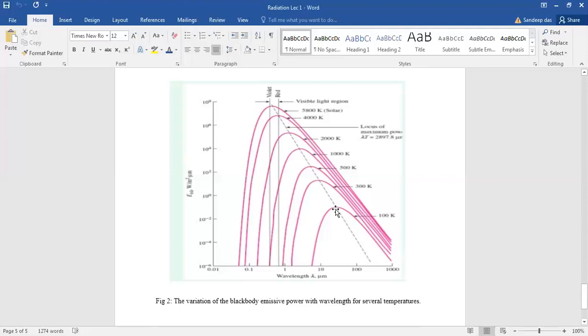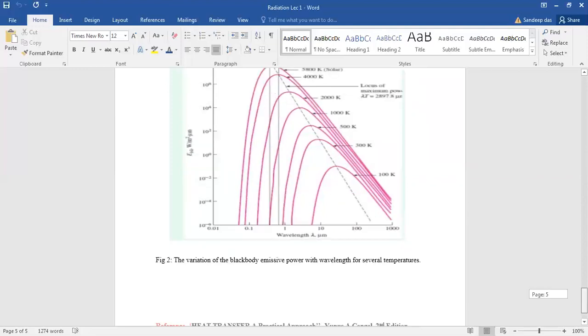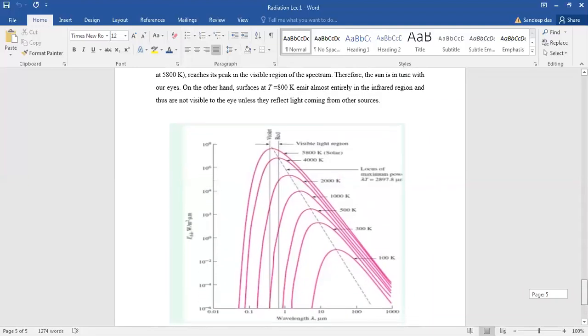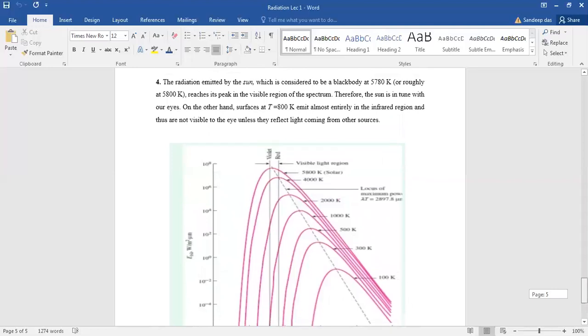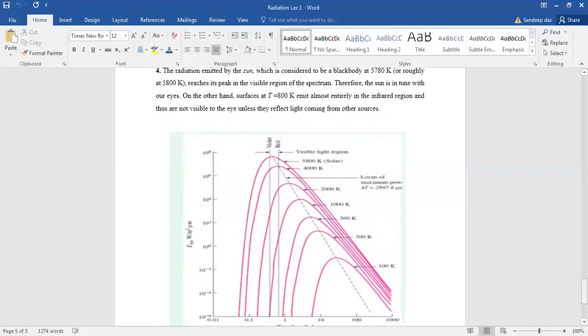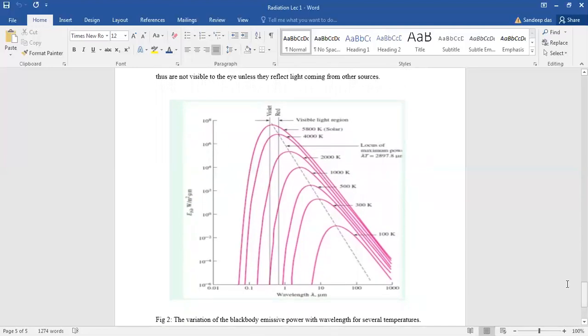If we join the locus of all the maxima, then we will get a straight line, and this straight line is quantified by Wien's displacement law, which we'll see in the next lecture, that is used to calculate the maximum wavelength that can be emitted by a body at that particular temperature.